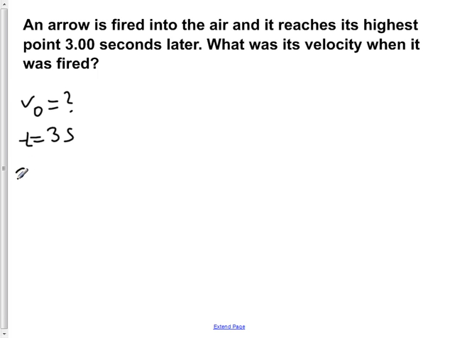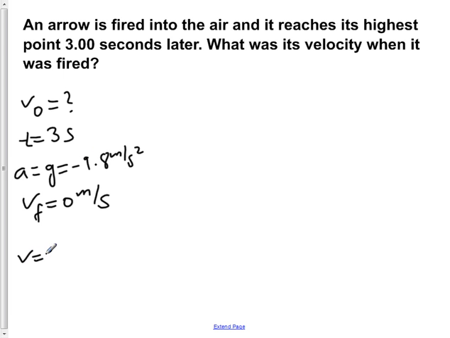And we also know that the acceleration is the same as acceleration due to gravity, which is g, also negative 9.8 meters per second squared. And we know, because it reaches its highest point, that its final velocity is equal to 0 meters per second. So from this, we now have to determine what kinematic equation to use.